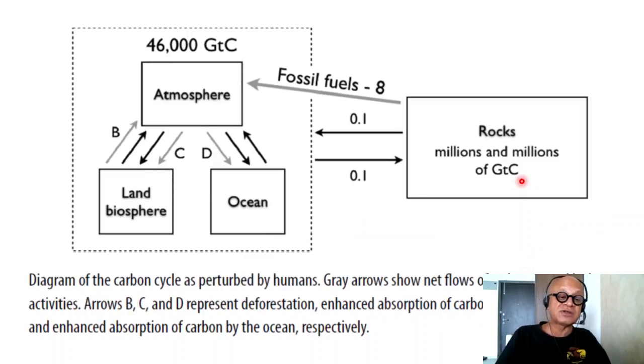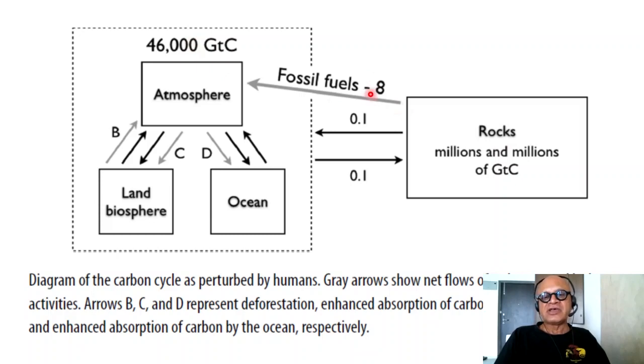were much higher. So the diagram of the carbon cycle as perturbed by humans can be now put in this context. Gray arrows show net flows of carbon caused by human activities. Arrows B, C, and D represent deforestation, enhanced absorption by carbon by the land biosphere, and enhanced absorption of carbon by the ocean, respectively. So these are the reservoir sizes again, too big here, 46,000 gigatons.